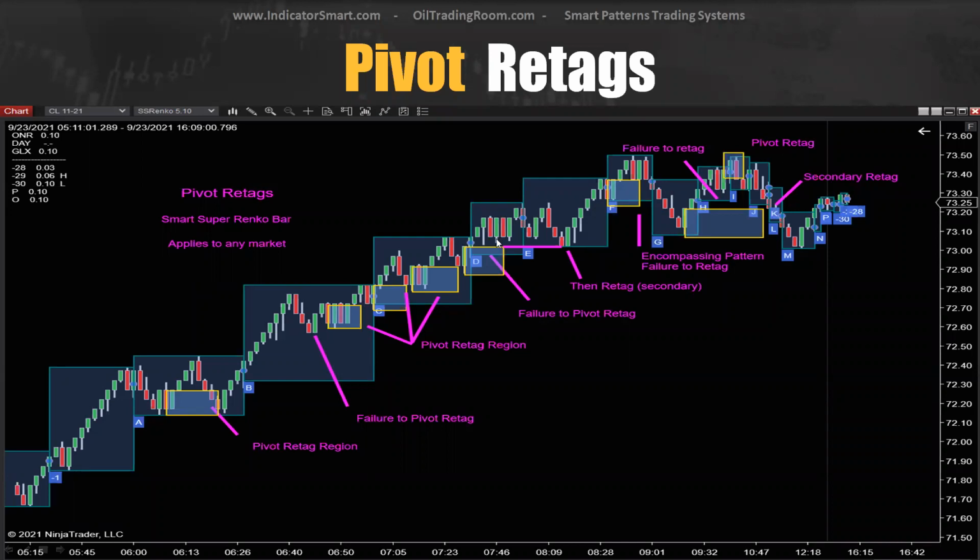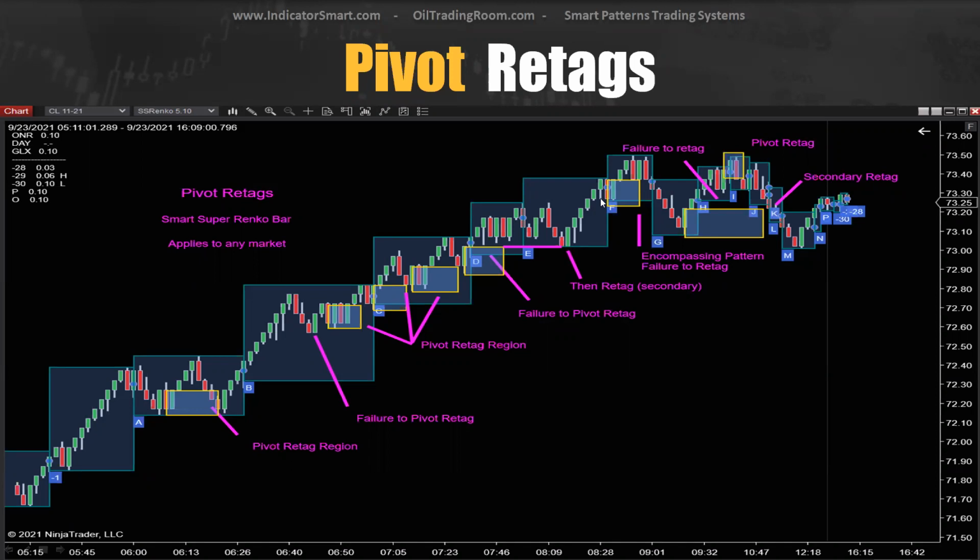This one is a failure to pivot retag. It missed it by 1. And then it pivot retagged right there and went a little bit higher. And then it came back and cleaned up that anomaly. Yeah, there's a failure to pivot retag right there. And then it came and did the retag right there. We call that a secondary pivot retag.